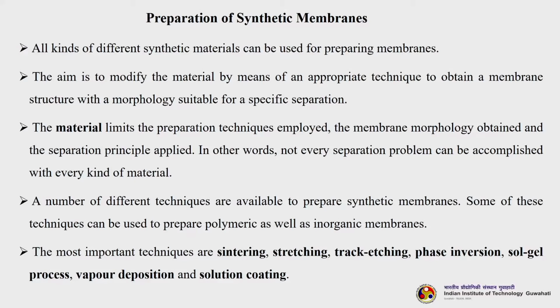Let us say there is a particular technique called sintering. I am just giving an example. So, I cannot use any type of material for sintering, though most of the polymers and ceramics are used, but there are restrictions. Similarly, there are restrictions for track etching, there are restrictions for interfacial polymerization. Okay. So, a number of different techniques are available to prepare synthetic membranes. Some of these techniques can be used to prepare polymeric as well as inorganic membranes. So, that means some of the techniques can be used for both polymeric and inorganic materials. However, there are a few techniques which are exclusively meant for either polymeric or ceramic membranes, or inorganic membranes.